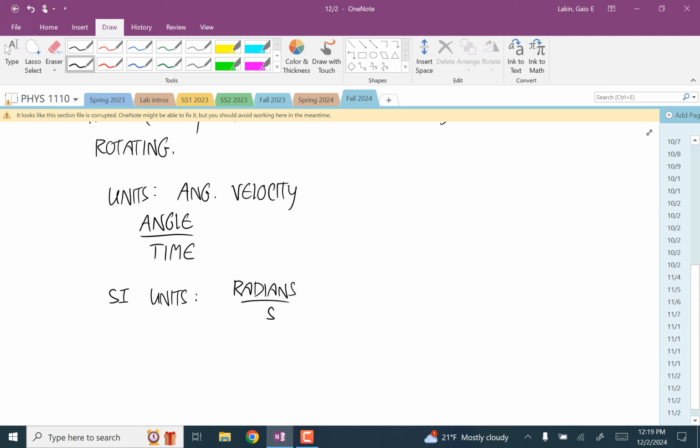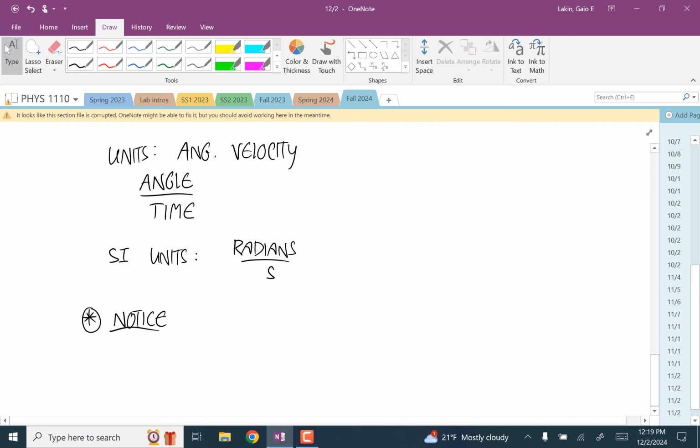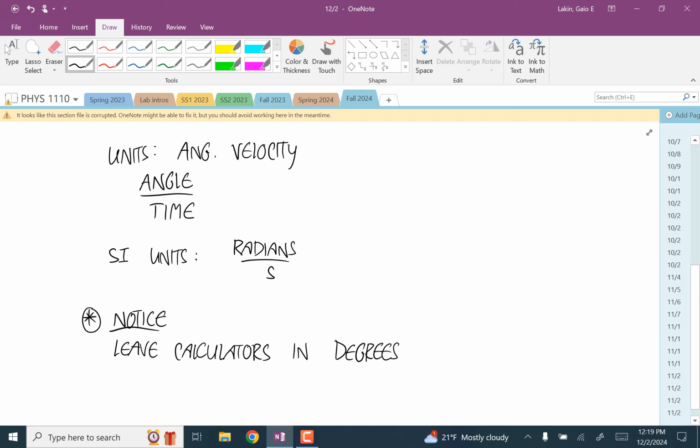So one thing I want you to keep in mind is you can leave your calculators in degrees for all these calculations. The only reason that you ever have to change your calculator into radians is for trigonometric functions. And we're not ever going to have to use trig functions with these angular velocity and angular acceleration things. So you don't need to switch it, even though we'll be talking about radians some.